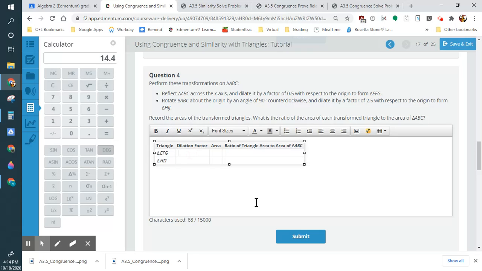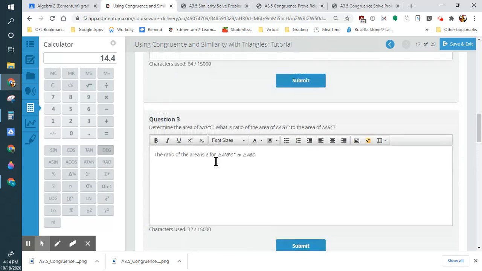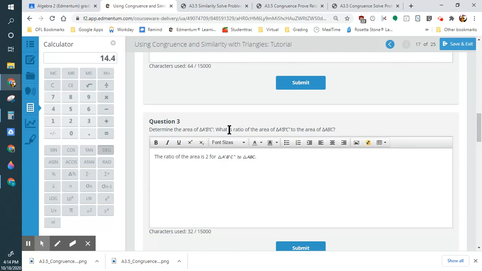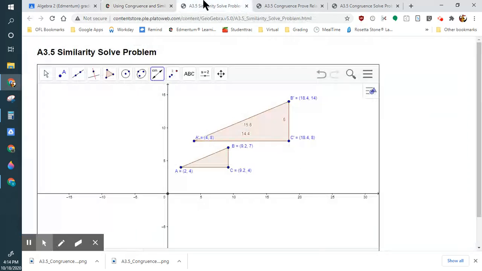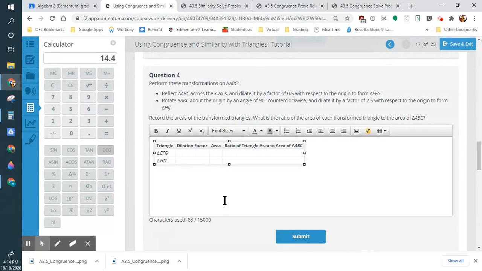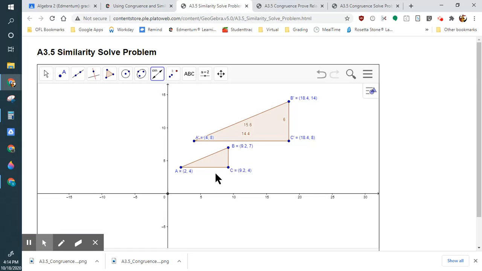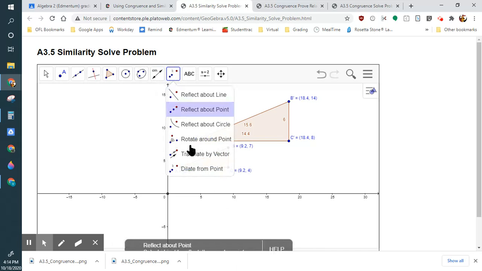All right, and now we want to do the dilation factor. So what are we doing here? Ratio of area to that. Okay, apparently we're not calculating the area. Now we're doing something completely different. So reflect across the x-axis and dilate by half. Okay, so we're going to take, is it the original one? Yeah, we're going to take the original square. We're going to reflect off the x-axis.